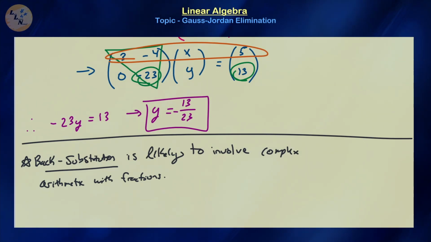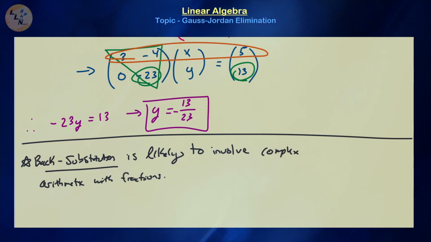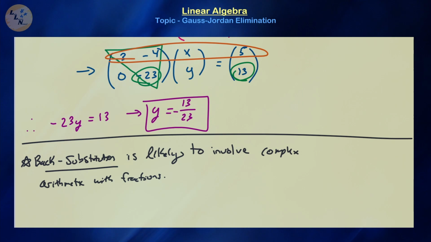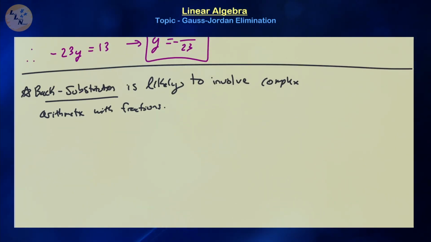Now, although back substitution may give you the correct solution as long as you're careful, some people will try to avoid back substitution because it's likely to involve complex arithmetic with fractions, especially if the system you're working with is highly dimensional, for example, a 4 by 4 or even higher, where it's motivated to, for example, use software to solve that particular system.